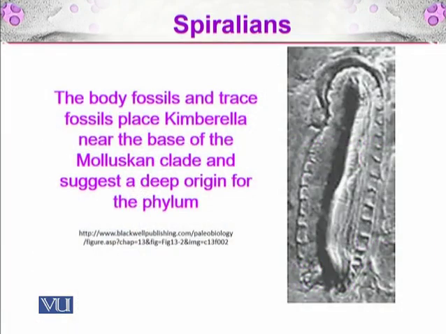So here you can see a diagram of the Cambrella, showing the picture of the Cambrella fossil. The body fossil and trace fossil place Cambrella near the base of the molluscan clade and suggest a deep origin for the phylum. So the Cambrella fossil, which you can see on the right side of the picture, is near the molluscan origin. It and the phylum Mollusca shared a common ancestor.